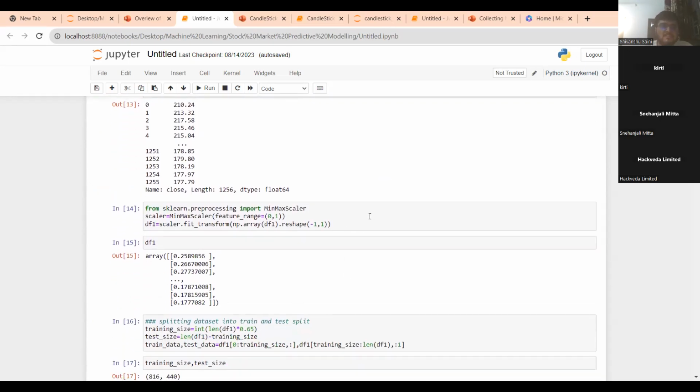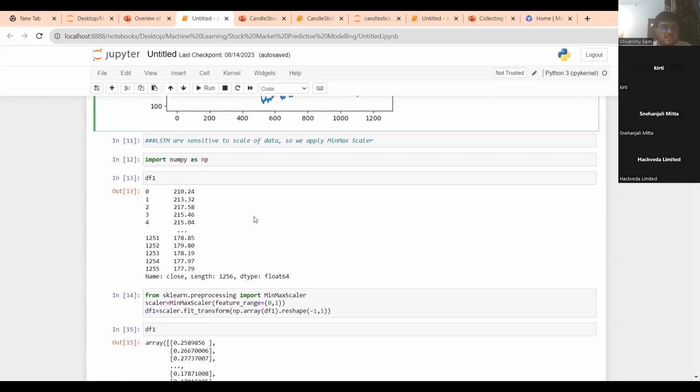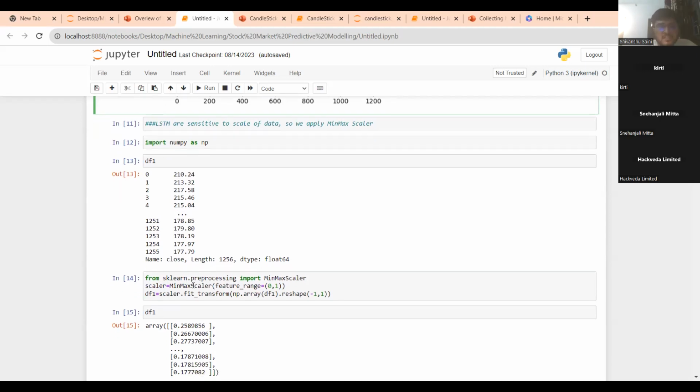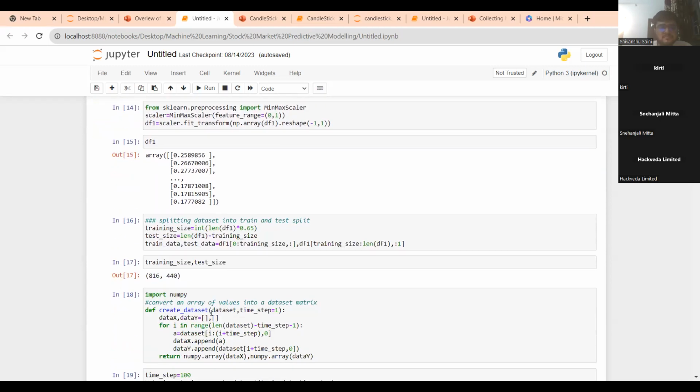Now I've done pre-processing. What MinMaxScaler means is, one can see here there are different values of the stock prices, like 210.24, 213.32. Then the MinMaxScaler converts these values into the range of 0 to 1, as these values are needed in our LSTM model.